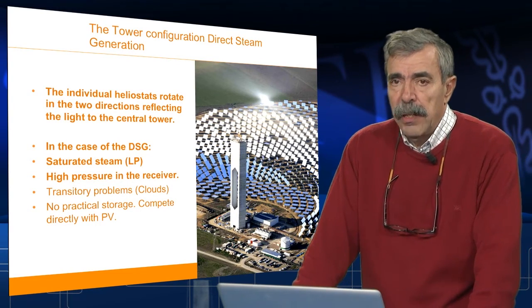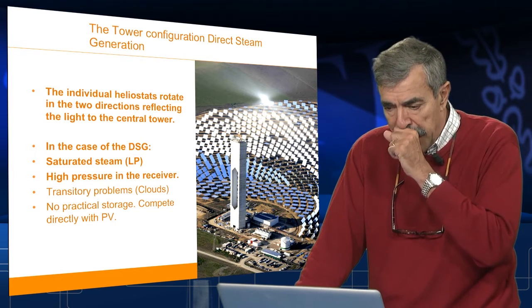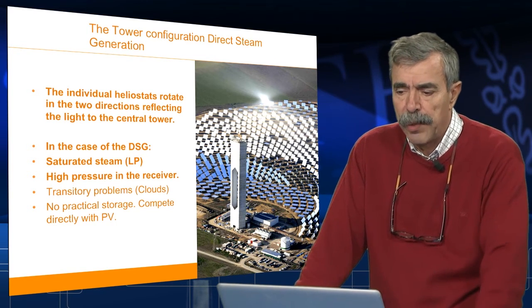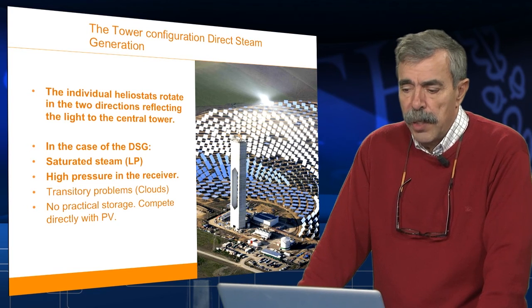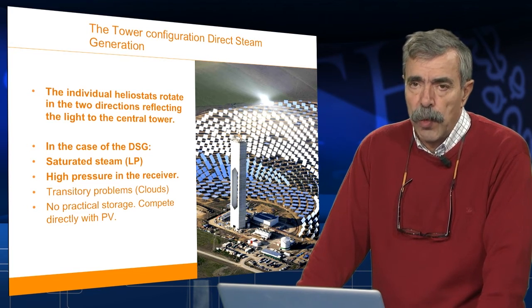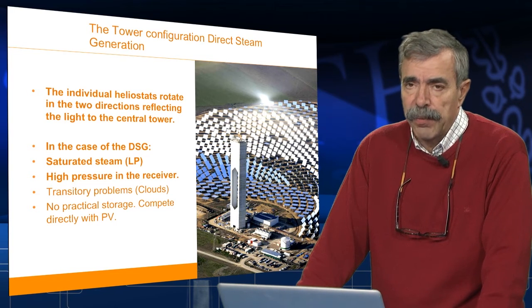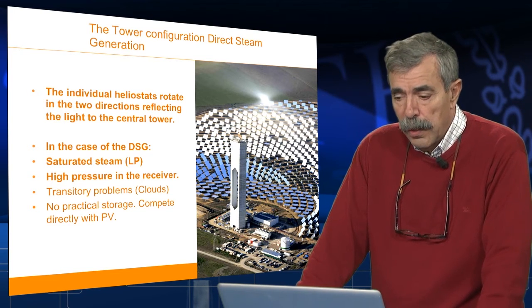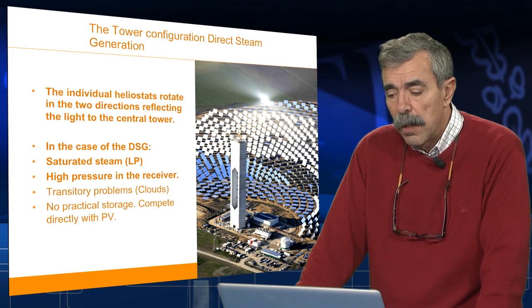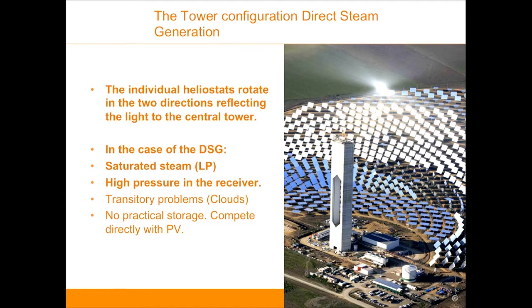The other system I will be speaking about today is the tower configuration. But I've purposely divided that configuration into two different kinds of towers: the towers that operate with water and the towers that operate with molten salts. Because even when the configuration is the same, the performance and the way we operate is 100% different. Regarding the tower configuration using water directly, so producing steam directly in the receiver, the configuration looks like that.